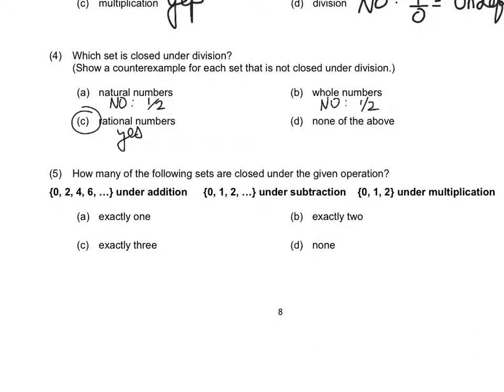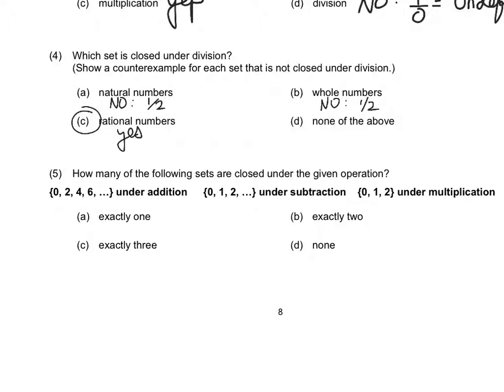So we have a few different sets here. This is the last problem we're going to do together, then you can have some time to work on your own. How many of the following sets are closed under the given operation? This looks like even whole numbers. This looks like just whole numbers in general. And this looks like what it is, those specific values.